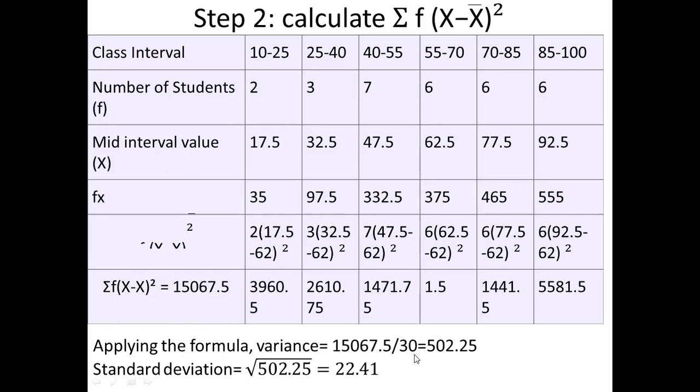Applying these values that we have in the formula, variance is 15,067.5 divided by n, which is 30 in terms of population. If this is population data, it is n, which is 30. Had it been sample data, it would be 30 minus 1. So we get the variance as 502.25.